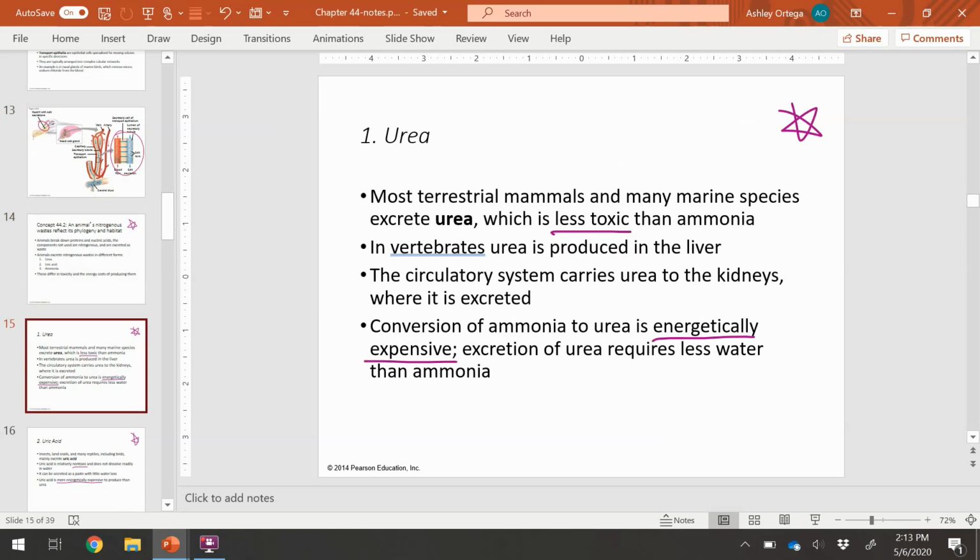So looking at urea here, most terrestrial mammals and many marine species will excrete urea. This is a less toxic version of metabolic waste than ammonia. And so in vertebrates, this is made in the liver, and it's carried to the kidneys where it's then excreted. So we'll see in humans how we produce urea, and that gets excreted through the kidneys. However, this is energetically expensive. It's going to require some energy in the form of ATP and other molecules, and so this conversion from ammonia to urea does take a cost there.